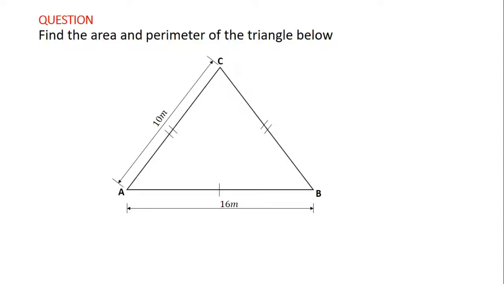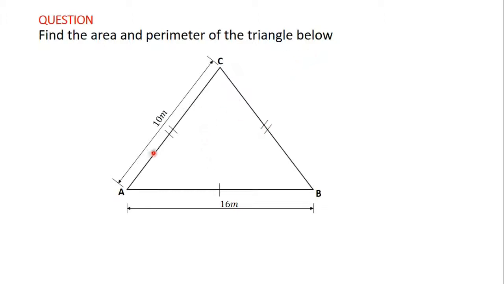We are still on the topic mensuration. In the previous video, we solved the question on finding the area and perimeter of an isosceles triangle. In this video, we are going to solve another question. So let's consider the question for this video. Find the area and perimeter of the triangle below.